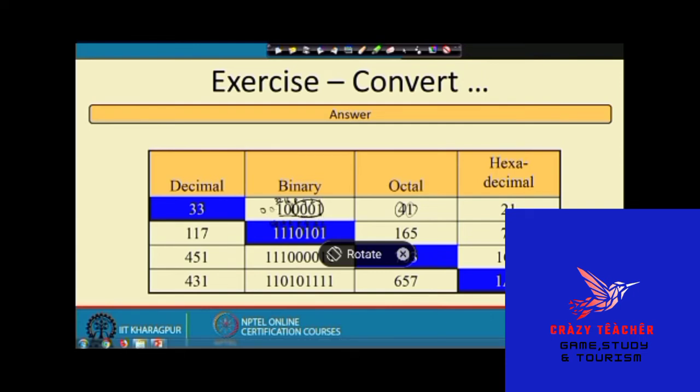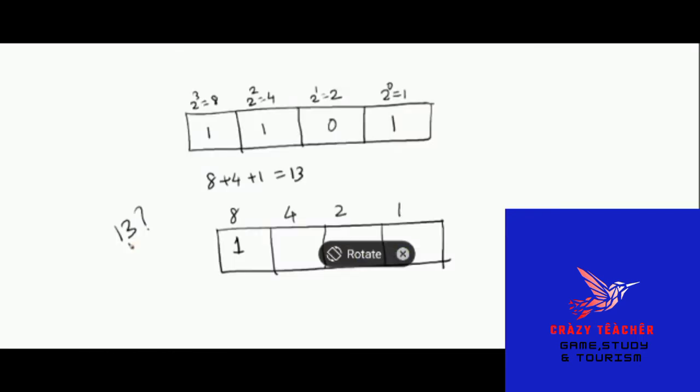For 175, I will need this 128. After I have taken 128, 175 minus 128 gives me 47. So 47 more has to be represented. I cannot take this 64, so that is 0. I have to take this 32. If you subtract 32, you are left with 15. So I don't take this 16. I take this 8, minus 8, so I am left with 7. So I have to take this 4.